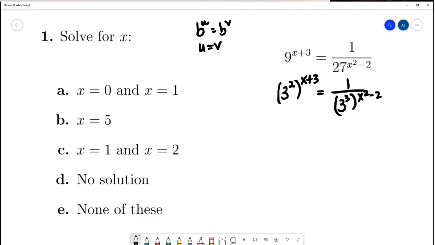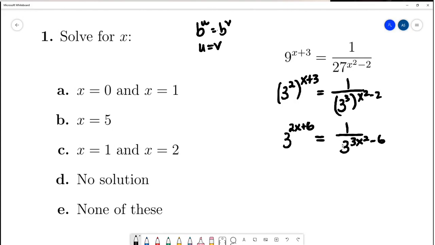And I can use some properties of exponents. I'm going to use the power rule and multiply the exponents together. That's 3 to the 2x plus 6. That power rule allows me to multiply these exponents together. And I'll do the same thing on this side with the power rule: 1 over 3 to the 3x squared minus 6.